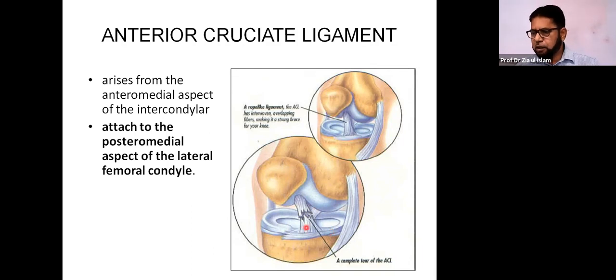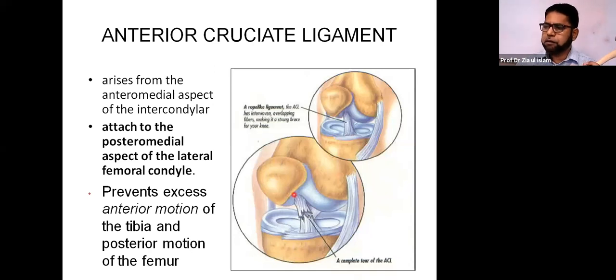So ये यहाँ से arise होगा और femur की जो lateral condyle है, वो ये lateral condyle है. इसके medial wall पे जाके attach होगा. That is known as anterior cruciate. तो arise हुए anterior intercondylar area से, attach होगा ऊपर जाके कहाँ पे? Medial wall of the lateral femoral condyle.